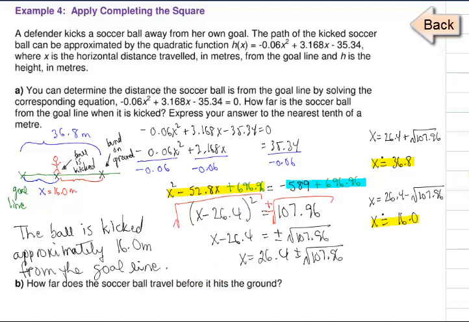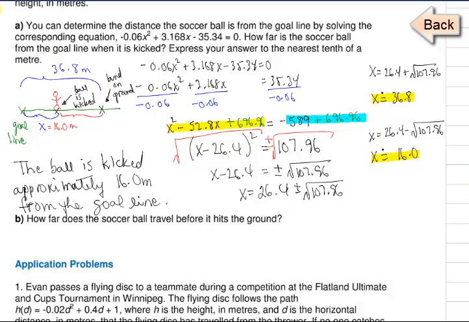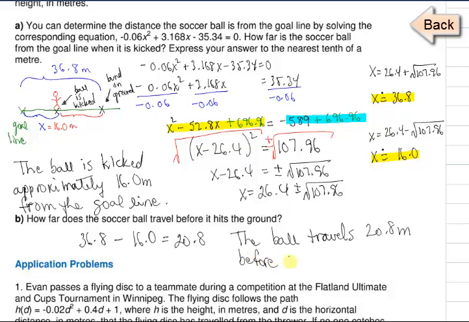We want to know how far the ball travels before it hits the ground, and so we need to take the difference between those two numbers. So we want to go 36.8 minus 16.0, and we get 20.8. So the ball travels 20.8 meters before it hits the ground. That ends our discussion on example 4.